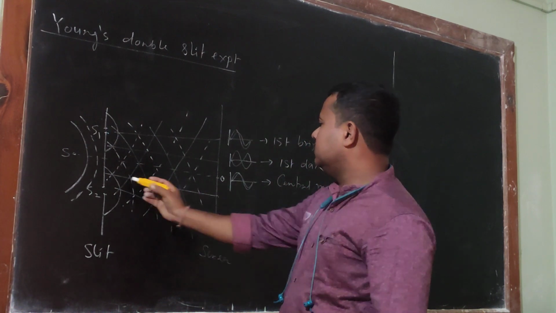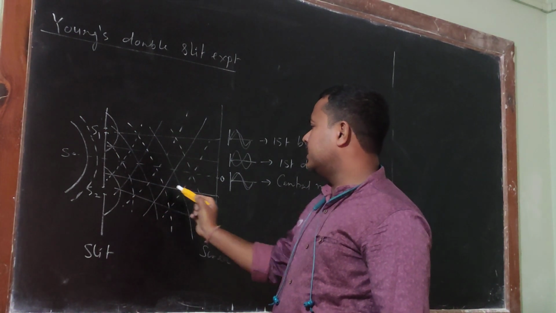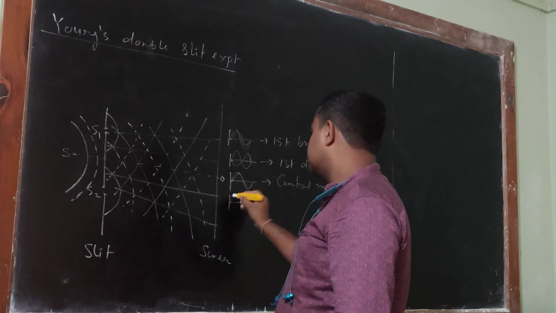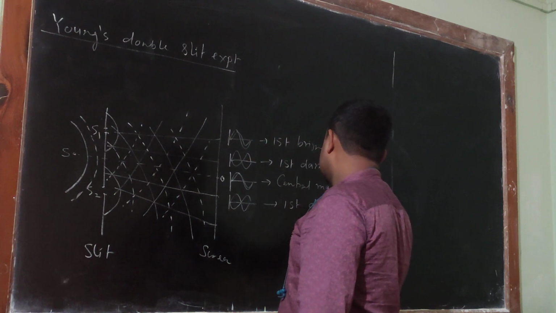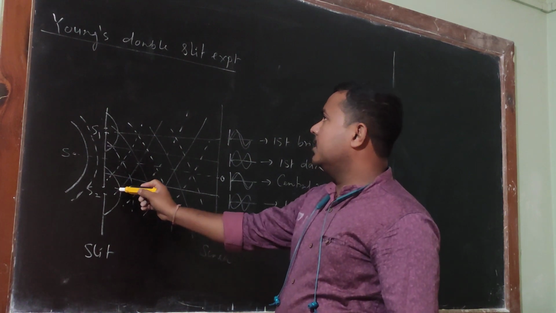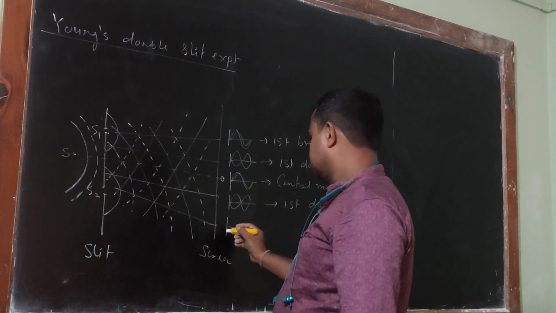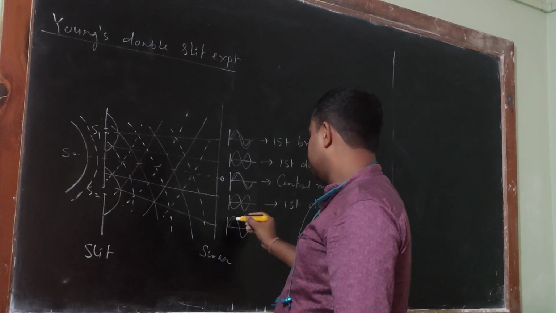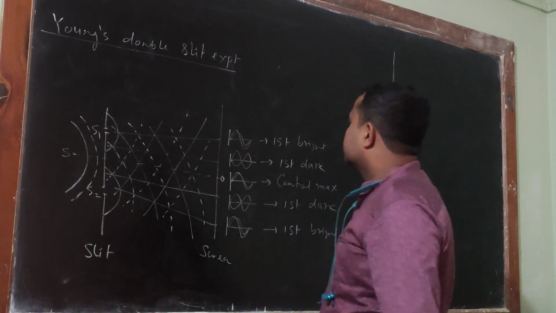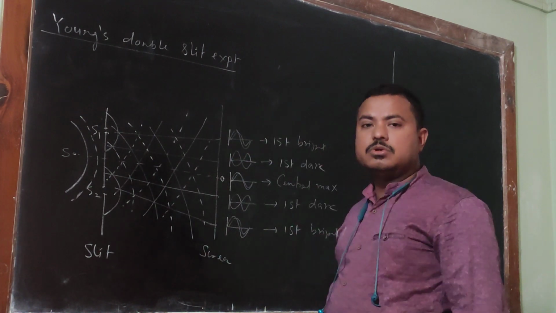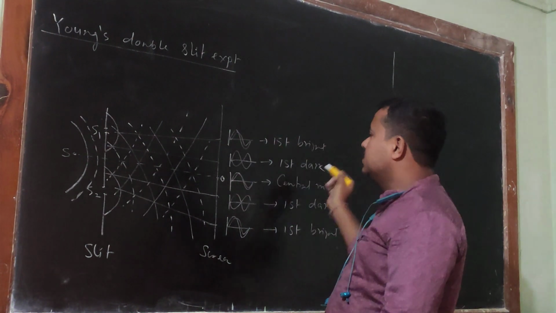Similarly, here you see crest, trough, crest, trough, crest, trough like that. So here they meet in opposite phase like that. So it is your second dark. And here you see both crest, both trough like that. So here they meet in same phase. So it is second bright. So like that you will get other points also. So alternately you will get what? Bright, dark, like that.